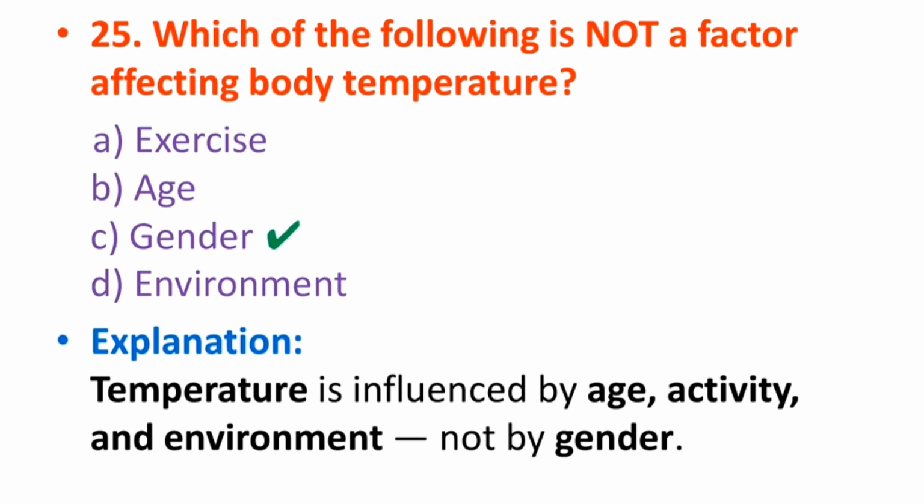Which of the following is not a factor affecting body temperature? Option A, exercise; option B, age; option C, gender; option D, environment. The correct answer is option C, gender. Temperature is influenced by age, activity and environment, not by gender.